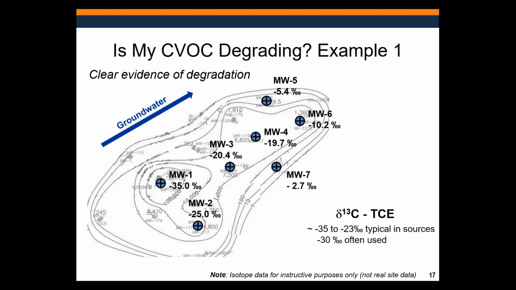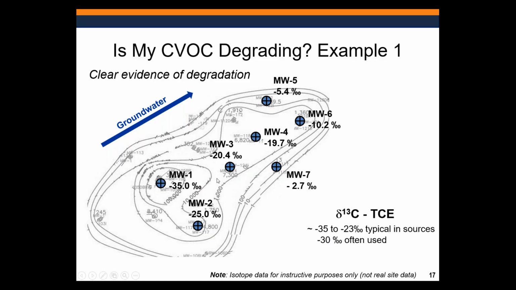And here's a nice example of that. So here's a site. Basically, we have a couple of monitoring wells with really high concentrations. Maybe these are NAPLs. And you can see there's about a 10 per mil difference between these two wells. So maybe you'd say, could this be two different sources? That's certainly possible. But at a minimum, we know our starting C13 value was probably on the order of -23 to -35 per mil. We'll say -30 just as an average.